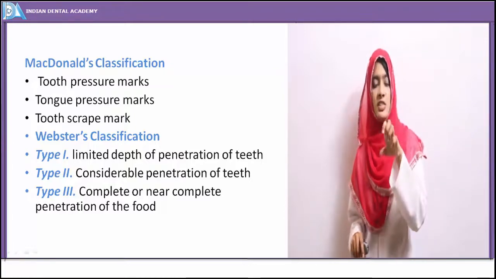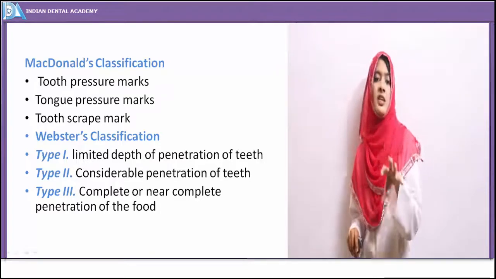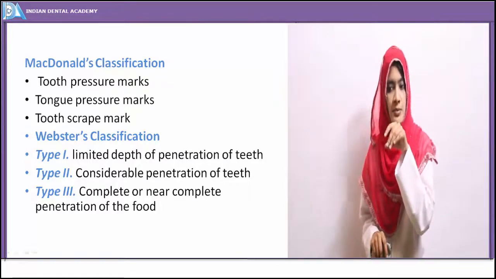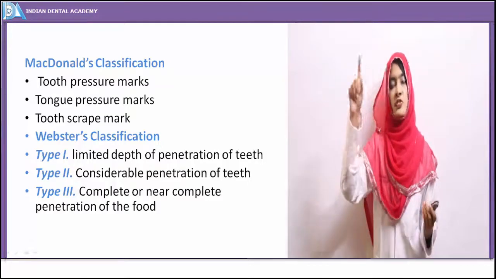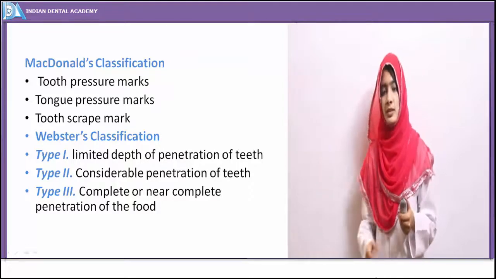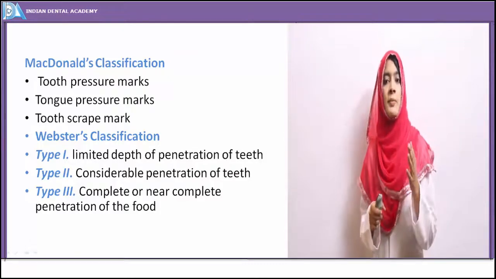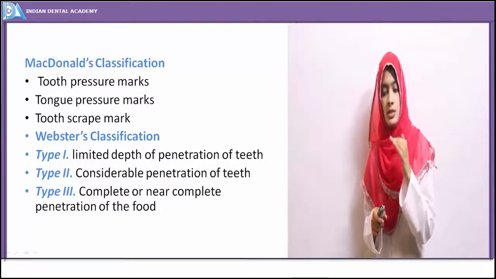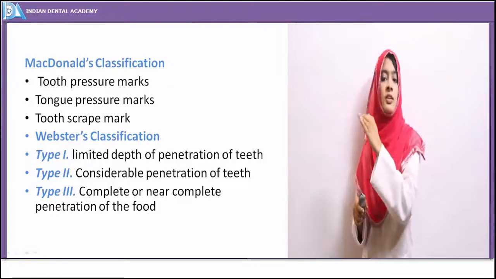What happens is that when the tongue is used, there is negative pressure, and that leads to a suckling effect, and that leads to the central ecchymosis within the mark. The tooth scrape mark is what happens when, during the bite, the tooth is sometimes scraped onto the victim, and that leads to the appearance of scratches along the bite mark. Then Webster classified the appearance of bite marks based on the penetration of teeth, at how much level the teeth are penetrated.